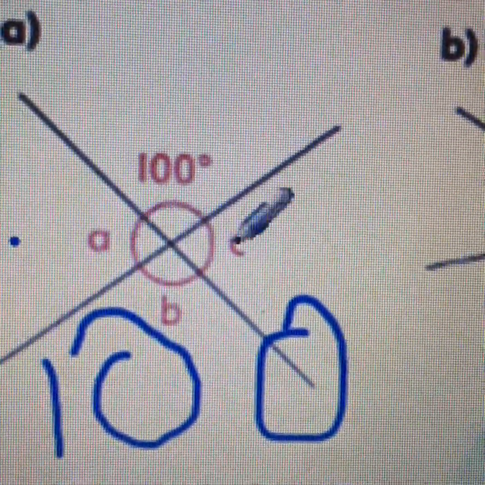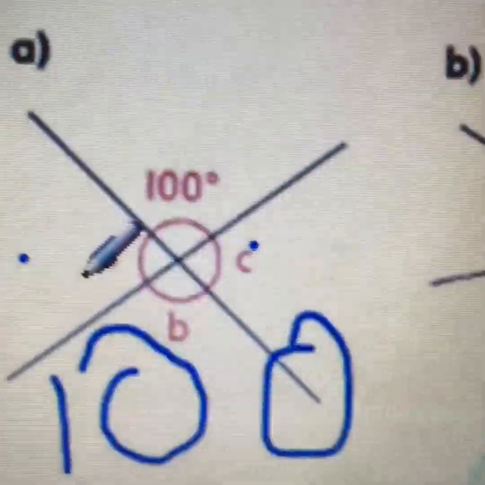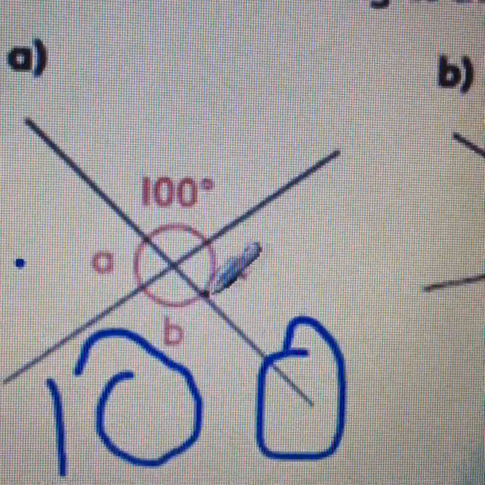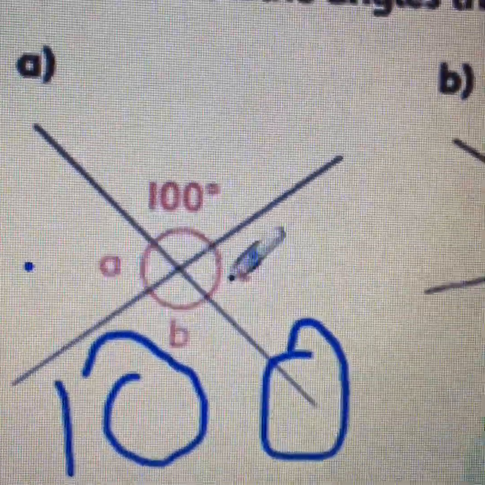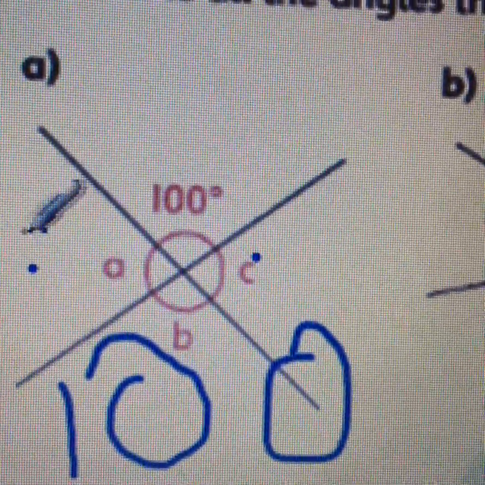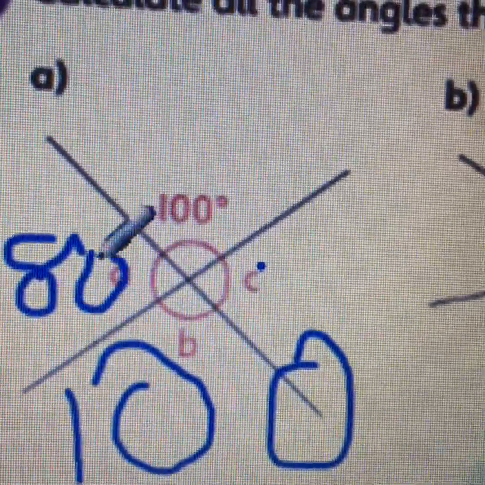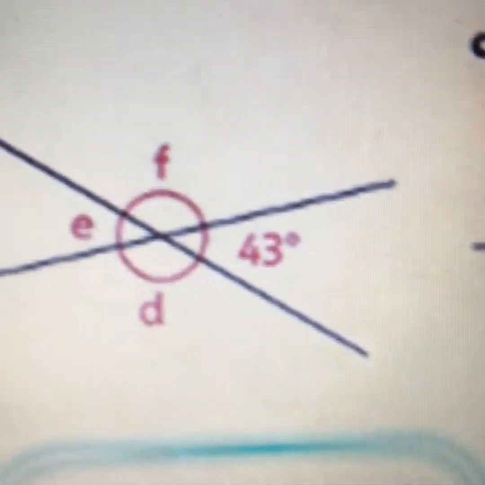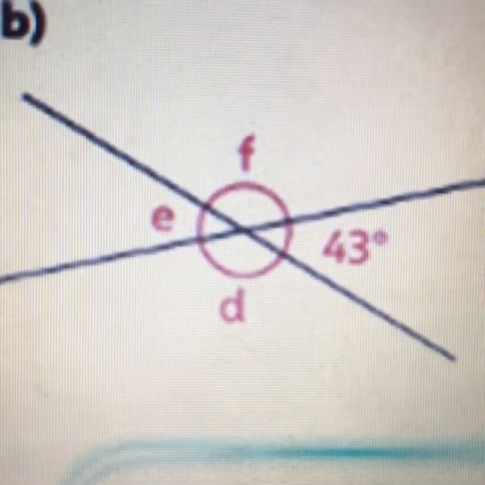Now these two are equal. So what can we do to work out what one is then? If together they're 160, so two angles are 160 degrees, one angle will be 160 divided by 2, which would be 80 degrees. And so would this one. Okay, now have a go at this one. Pause the video, off we go.